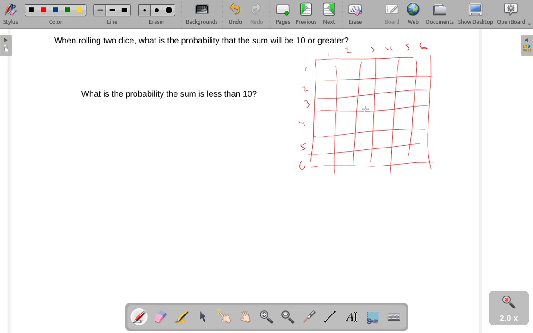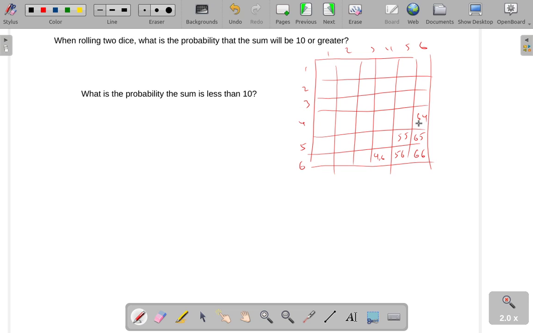Okay, sum of 10 or greater. Let me think about where I can start getting a sum of 10. Well, over here, 4, 6, that has a sum of 10. That means 5, 5, and 6, 4 also have a sum of 10. 5, 6, and 6, 5 have a sum of 11, and 6, 6 has a sum of 12.